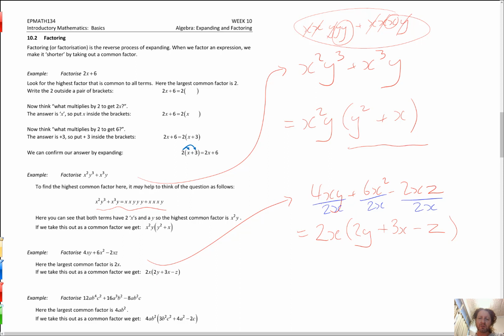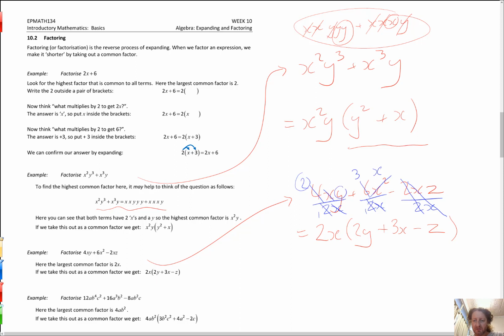What happens with a 4 and a 2? Well, I've got 1, 2 there, and 2 2's there. I've got an x on the bottom, it can go with an x on the top. I've got a 2 on the bottom here, and 3 2's on the top. I've got an x on the bottom, which removes an x from x squared, leaving just x. And here I've got a 2 on the bottom, a 2 on the top, an x on the bottom, an x on the top. What am I left with? A 2y.